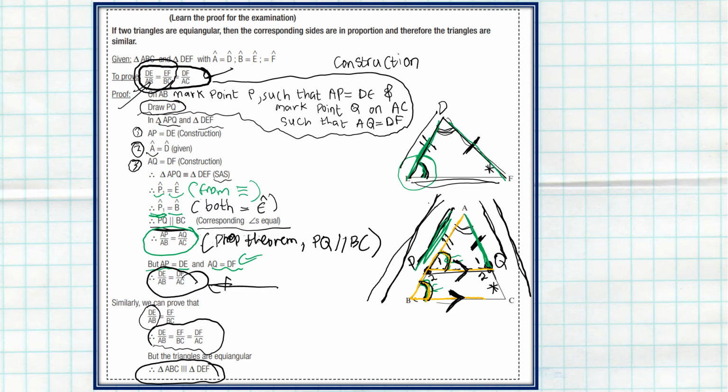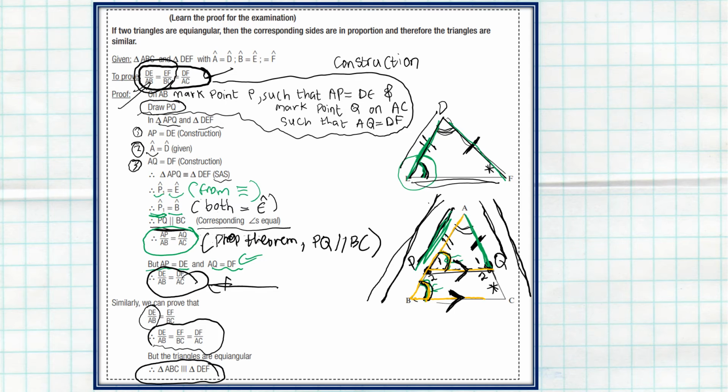Okay, let me just repeat this theorem, because you might be confused, saying this theorem has a lot of things to do, right? But it's very, very simple. Step number one, you just need to know how to construct. You'll be given two triangles, the bigger triangle and the smaller triangle. On the bigger triangle, you mark off the points such that those lines will be equal to the lines of the smaller triangle. After that, you prove congruency between the two triangles, right?